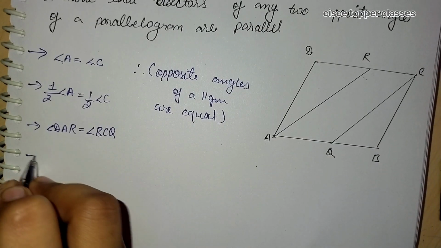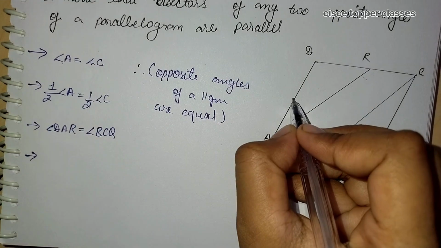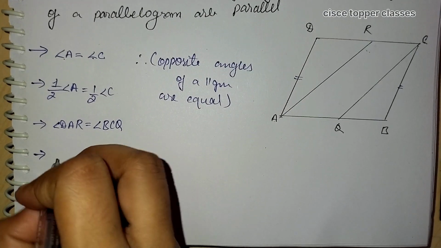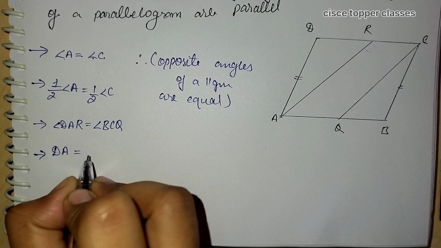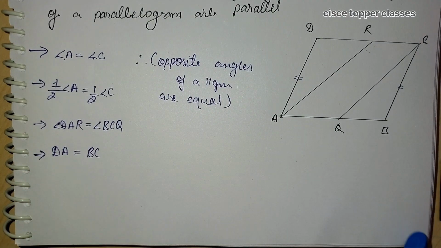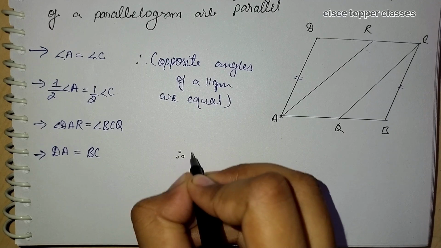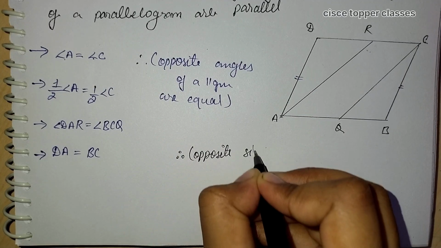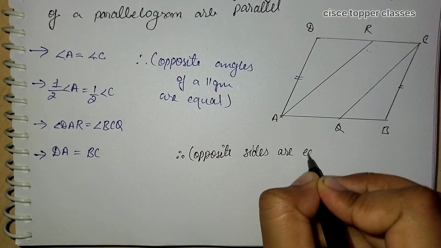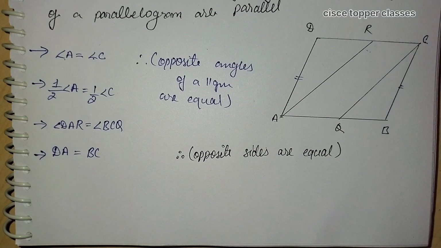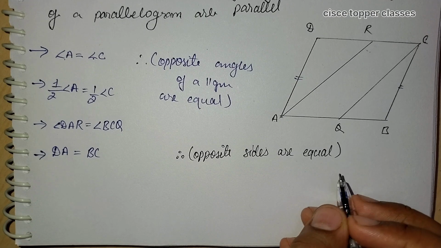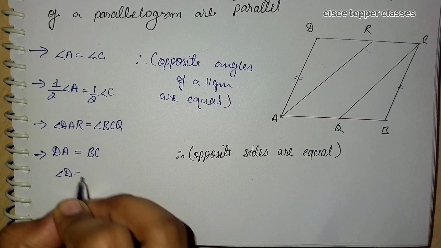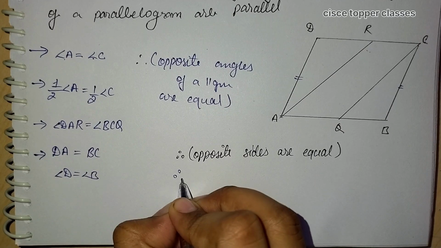And now the second thing which is here, this side AD is equal to side CB, because in a parallelogram opposite sides are also equal, means DA is equal to BC here, because opposite sides are equal. And we have angle D is equal to angle B also, because these are also opposite angles here.